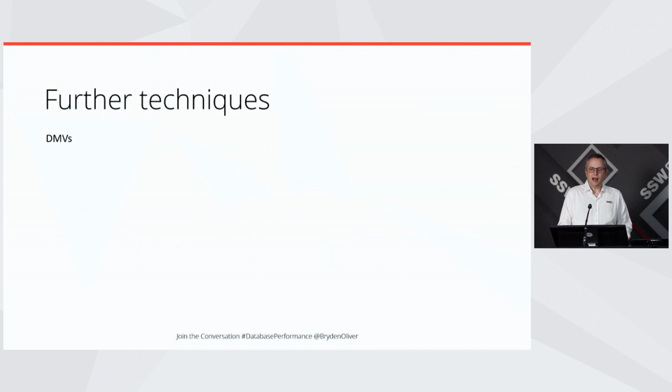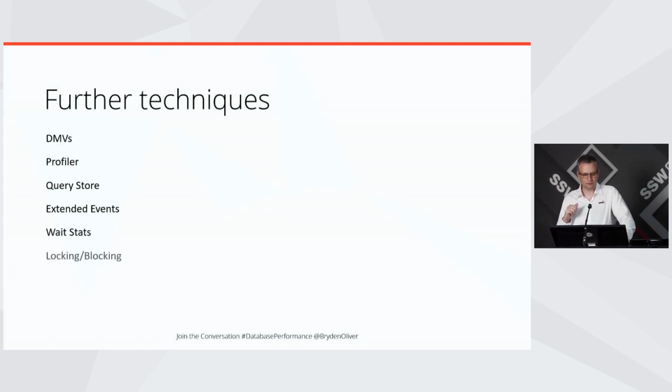Okay, there's a bunch of further techniques that we can learn about, and we're talking about things like DMVs, which are also called dynamic management views. We've got SQL Server Profiler, Query Store, which we just had a chat about, and extended events, which is a way of logging other types of events in SQL Server, like deadlocks, and it'll record the tree for you. You can get wait statistics, which we saw in that chart.